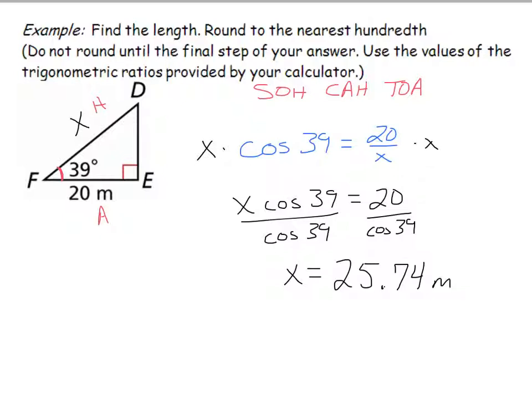So cosine of the angle, it's always cosine, sine, or tangent of the angle, and my angle is 39. So cosine of my angle is equal to the adjacent leg over my hypotenuse. So it's 20 over x. Again, going through and solving, I'm going to multiply both sides by x to get it off the bottom, which leaves me then with x cosine of 39 equals 20. Then, to get the x by itself, since it's a multiplication, I divided both sides by cosine of 39. Then I took the 20 divided by cosine of 39, plugged in my calculator, and I got 25.74 meters.